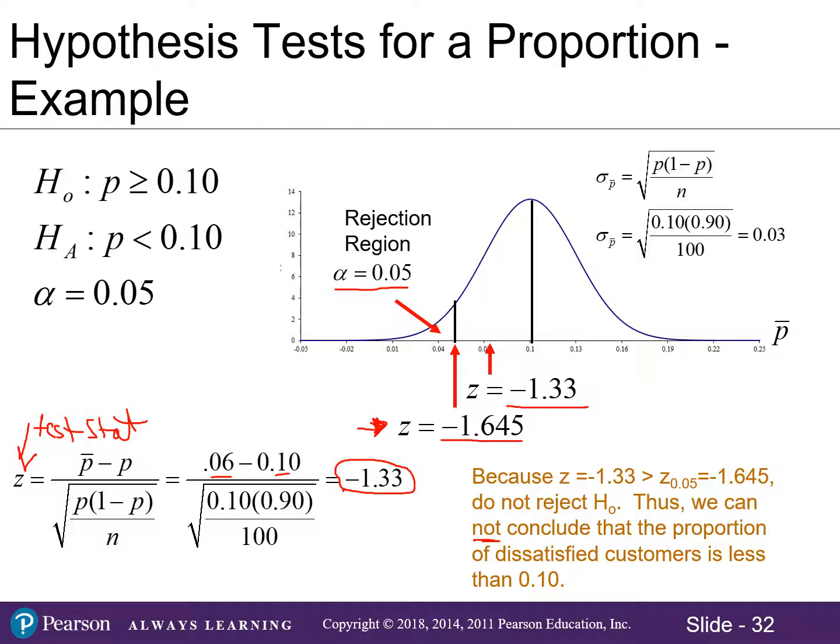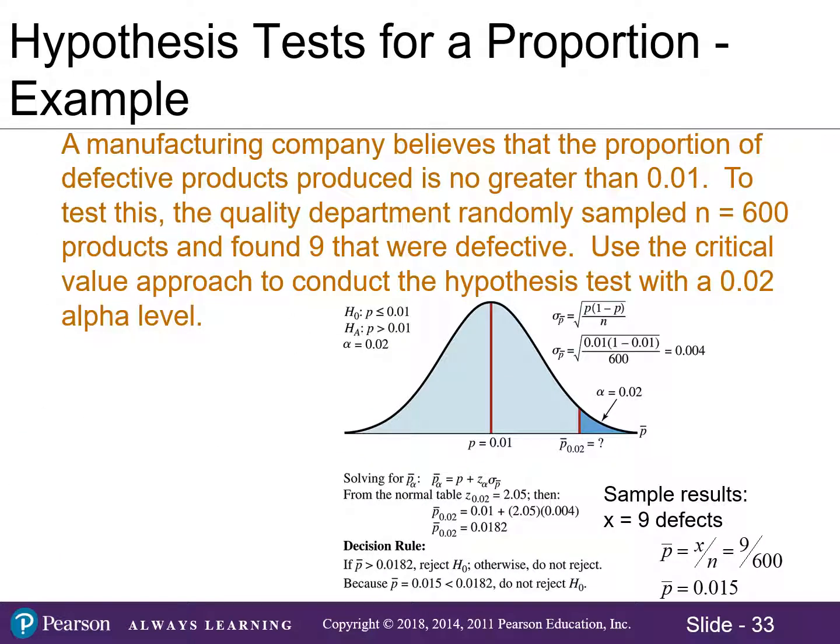Okay, let's look at a different approach. So here I'm going to use the critical value approach, where I'm going to find the p-bar that's associated with the appropriate critical value and use it to decide whether or not I'm going to reject. So a manufacturing company believes that the proportion of defective products is no greater than 0.01. To test this, the quality department randomly samples 600 products. Ooh, 600 is kind of a big sample size. Anyway, and found that 9 were defective. Okay. That's not that many.